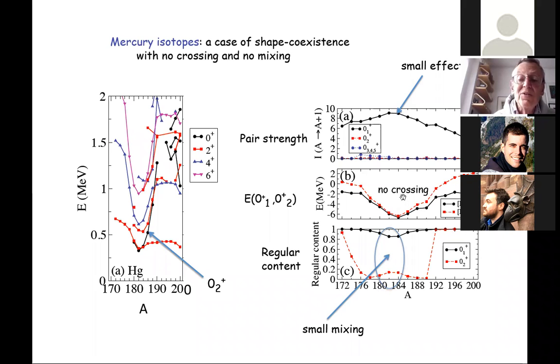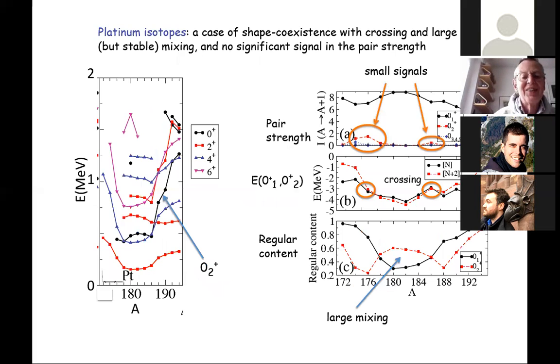So there is, first of all, no crossing. There is no mixing between the two configurations, and the result is that there is practically no effect in the pair strength behavior. So the ground-to-ground remains always the dominant transition, and this shows that pair transfer is a good signature, but it always has to be also confronted with other experimental data or other quantities, because it's an important signature, but cannot be the only signature.